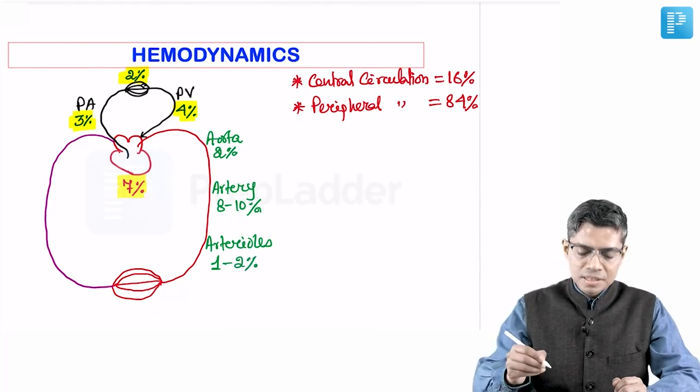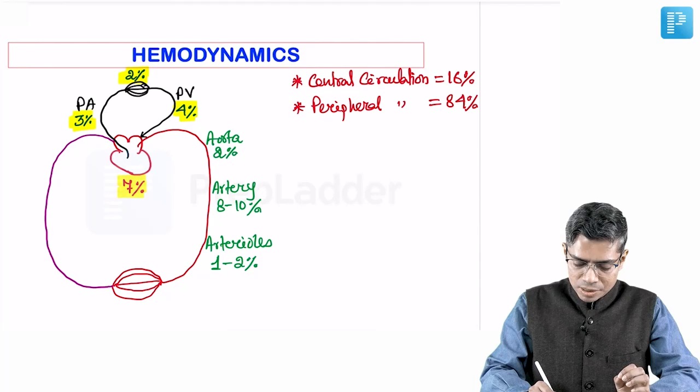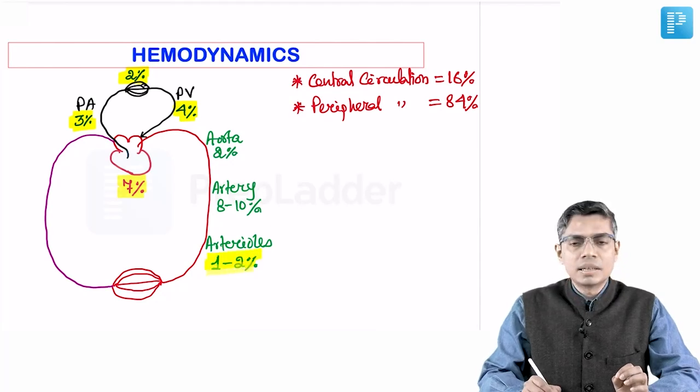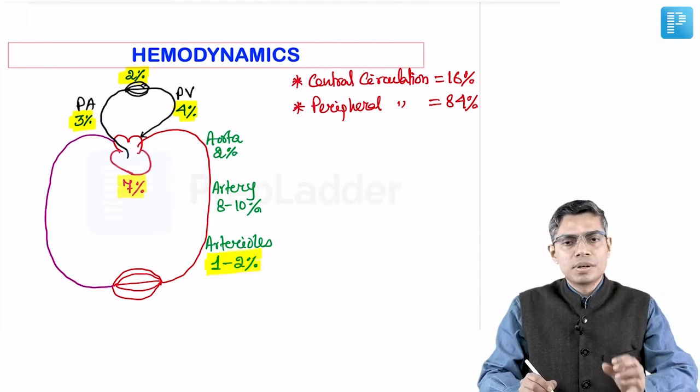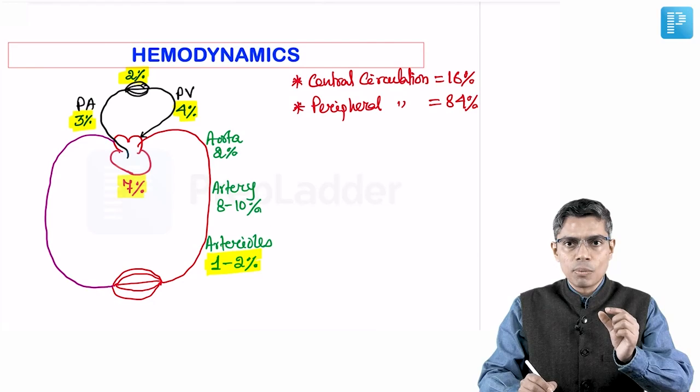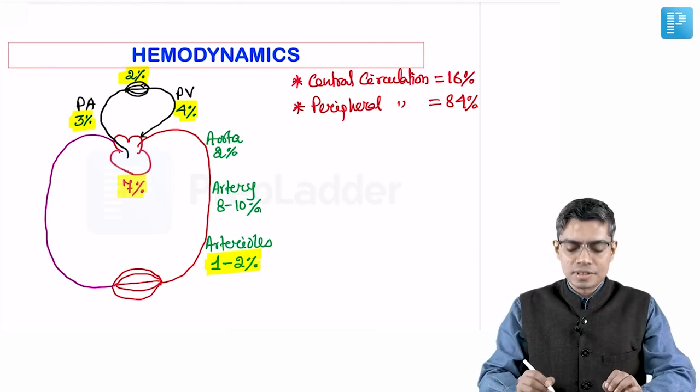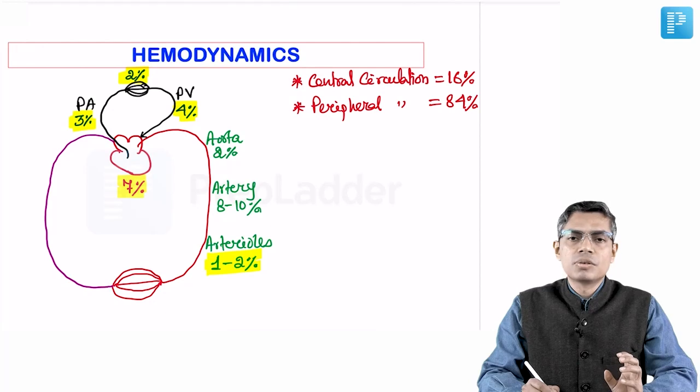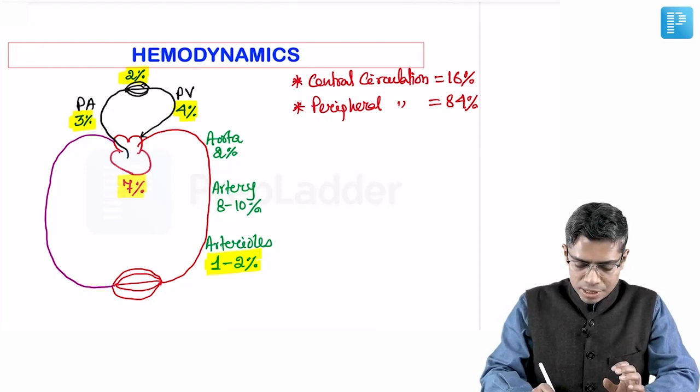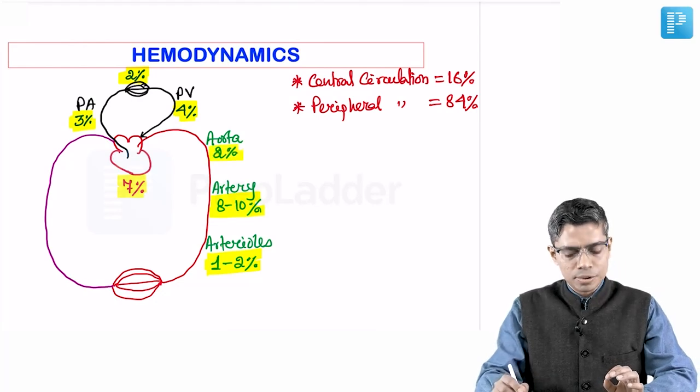So please remember this about arterioles. The least percentage of blood is present within the arterioles of our body because of the thick vessel wall. The lumen is very narrow in the case of arterioles. That's why the total blood volume is only 1% in most books. Some books say 2%. Anyway, artery is 8 to 10% and aorta contains 2% of blood volume.